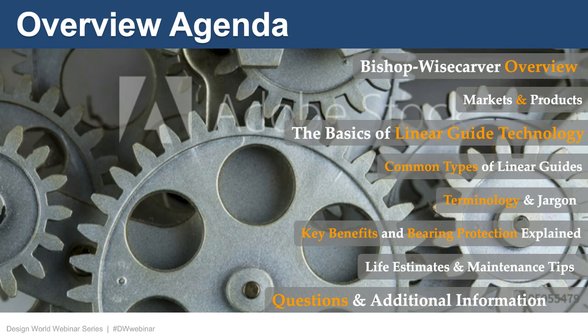There are many common types of linear guides available on the market today, and so we're going to take a look at what those are, as well as some of the terminology and jargon associated with them. We're going to look at the key benefits of V-groove linear guide technology and also explain the various types of bearing protection. Later on, it gets a little bit more advanced. We'll look at how the life estimates are done, and then we'll look at maintenance tips for maximizing the usable life of linear guides. We'll follow that up at the end with questions and some additional support information.